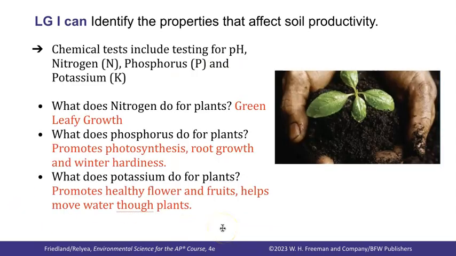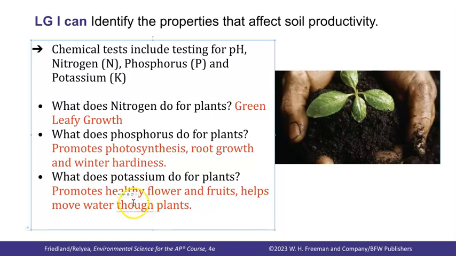Okay, so there are 3 main tests. You need to know about nitrogen. What nitrogen is important for is green leafy growth. Phosphorus is important for photosynthesis, for root growth, winter hardiness. Potassium promotes healthy flowers and fruits, and helps move water through the plants.